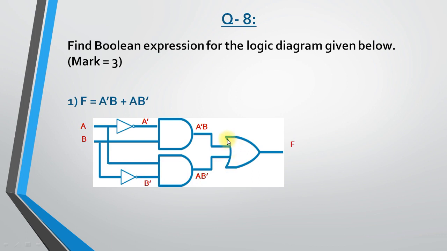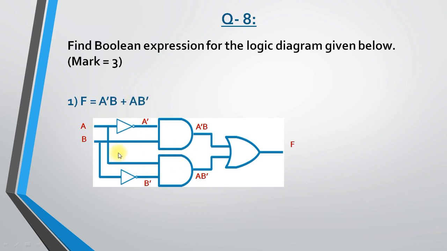Now see, there is an OR gate between these two, A dash B and A B dash. What does it mean? OR gate means plus. So Boolean function F equals A dash B plus A B dash. F equals A dash B plus A B dash.